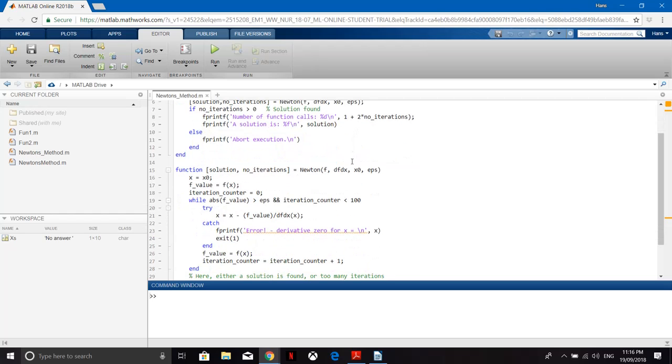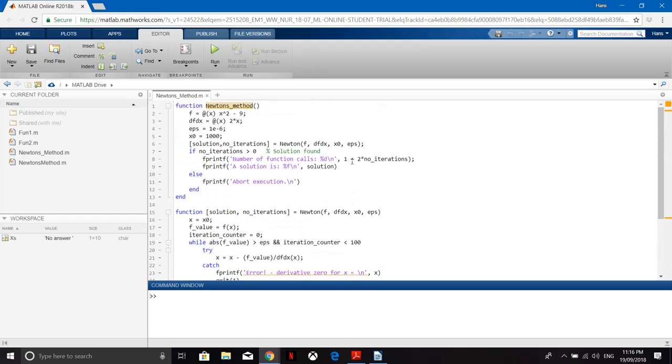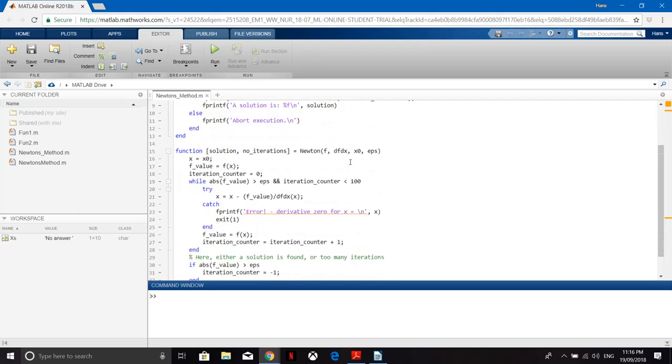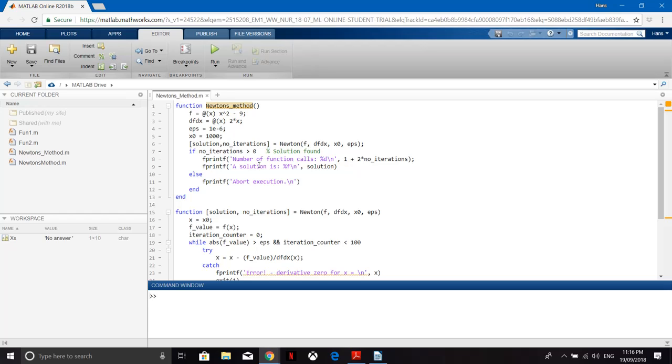and after plenty of hours of tinkering and asking questions in the forum, I came up with this. So we would try and solve the function x squared minus 9 is equal to 0. Okay, and we've entered the function here with a call sign. We've entered the number of iterations or errors and iterations.